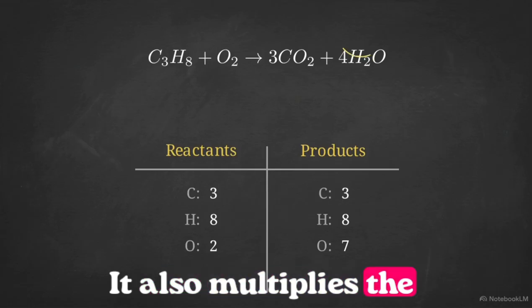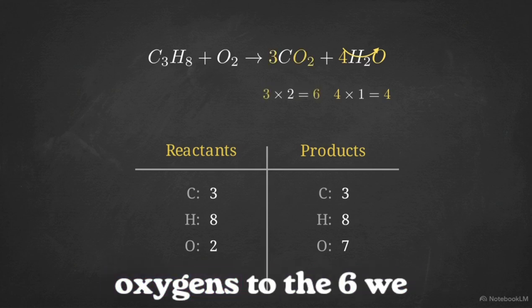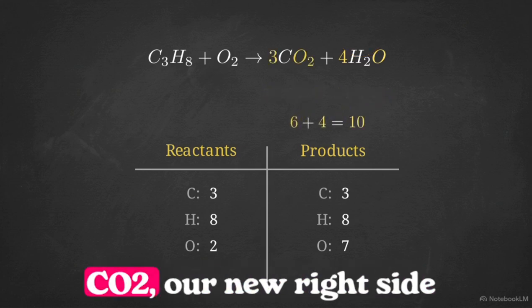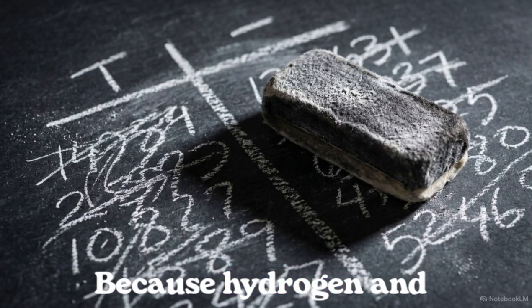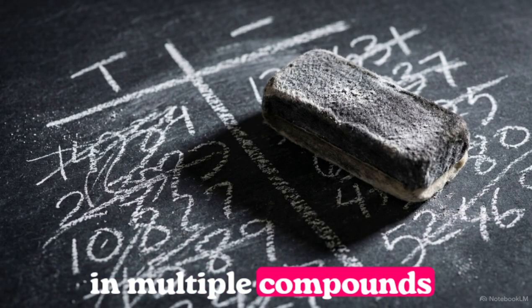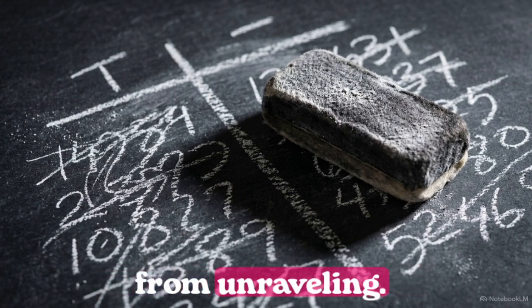It also multiplies the single attached oxygen atom by 4. When we add those 4 oxygens to the 6 we already have from the CO2, our new right side oxygen total becomes 10. Because hydrogen and oxygen frequently appear in multiple compounds across a single equation, saving them for the end keeps our earlier work from unraveling.